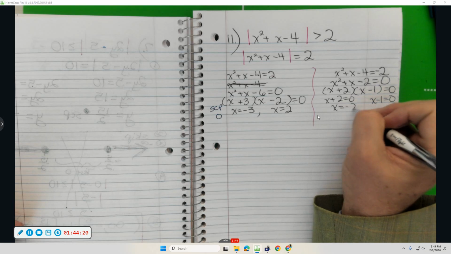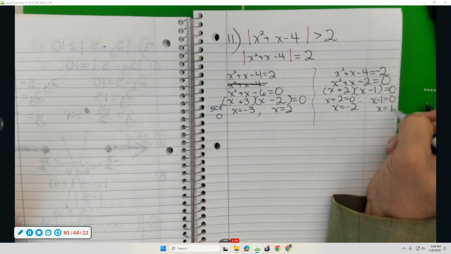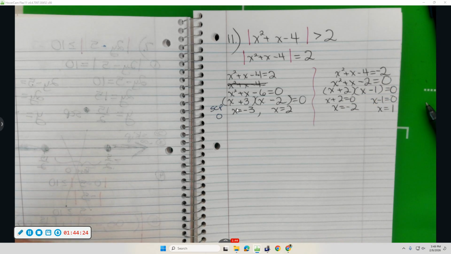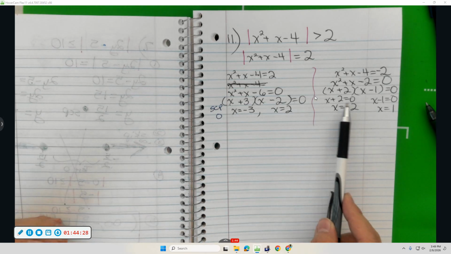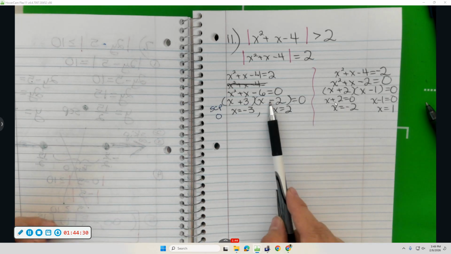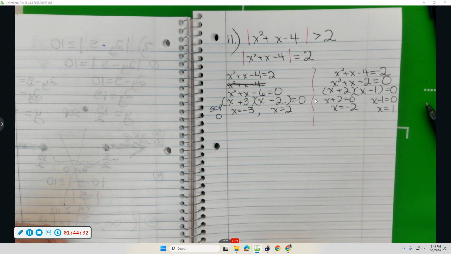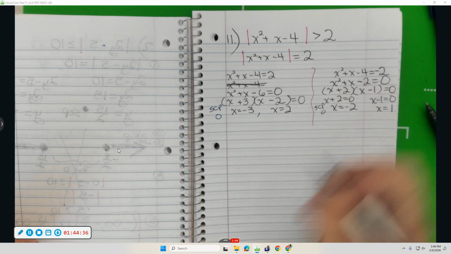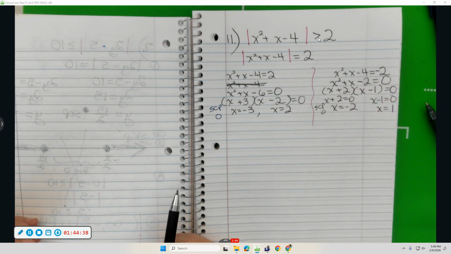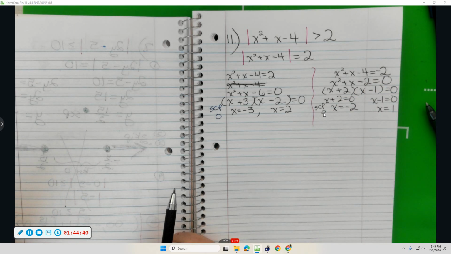-2, and +1. Any repeated factors? X plus 3 for a moment right there, but no. That's an x minus 2, an x plus 2. They're all different factors, so we can assume an alternating pattern. This is the first time we've had this many cut points. How many cut points do we have?